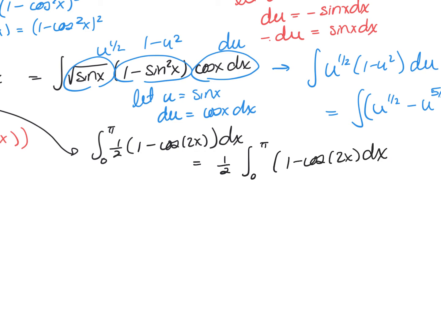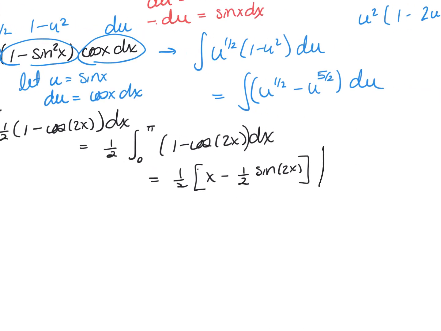Now I don't have to do any u sub here, by the way. I can just integrate. So I have 1/2. When I integrate 1, that's just going to be x. When I integrate the negative cosine, that is 1/2 the sine of 2x. And then I'm just going to evaluate this from 0 to pi. And I didn't have to do any u sub on that one.